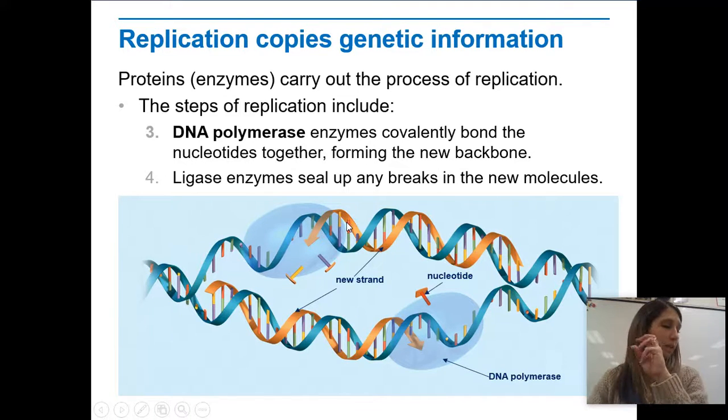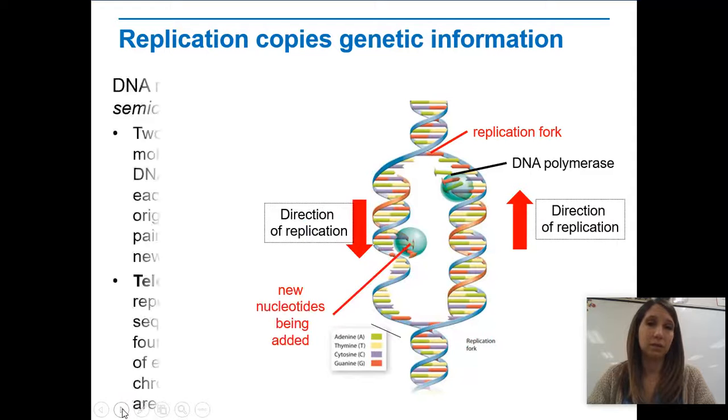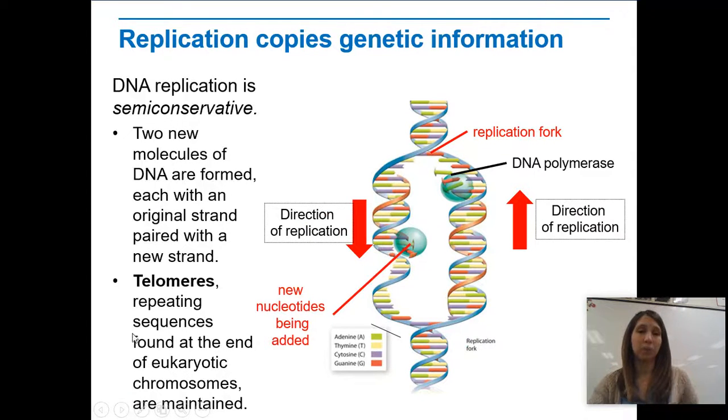So again, 3 of the enzymes that you need to be familiar with: helicase unwinds, polymerase makes a new polymer, and then ligase is going to seal up the breaks. Okay. So 4 steps, 3 different enzymes. And then I've got one additional enzyme we're going to talk about right here.